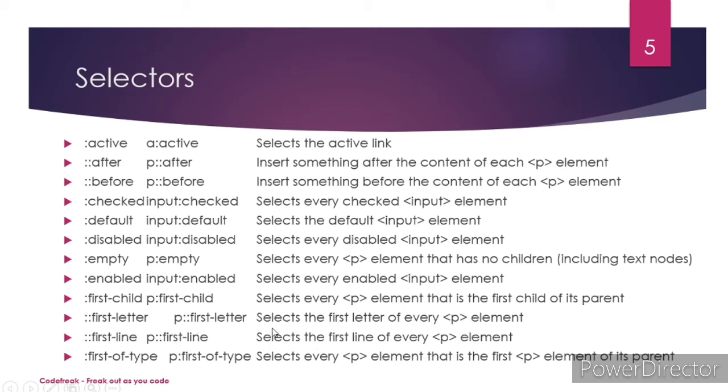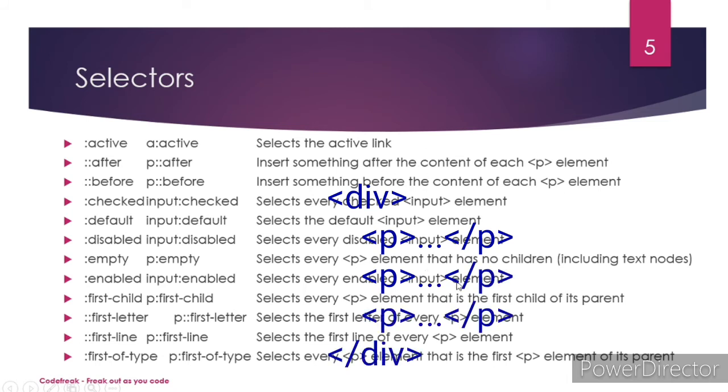p first-letter selects the first letter of every p element, and maybe you can give it a different font style. First line selects the first line of every p element. That's self-explanatory. Now let's come to p colon first-of-type. It selects every p element that is the first p element of its parent. So if you have a div tag and n number of p elements, it selects the first one, the first of the type in that particular parent. Parent here refers to the tag which contains this particular tag.